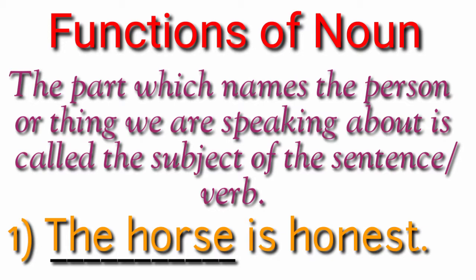Second example, let us see, they like Sanskrit and English. They, this is the subject and this is a pronoun. Nouns or pronouns are used as subject. They like Sanskrit, they is the subject of the verb like.